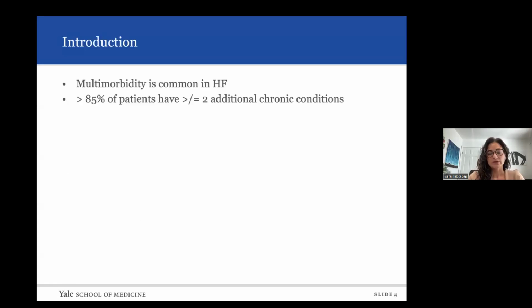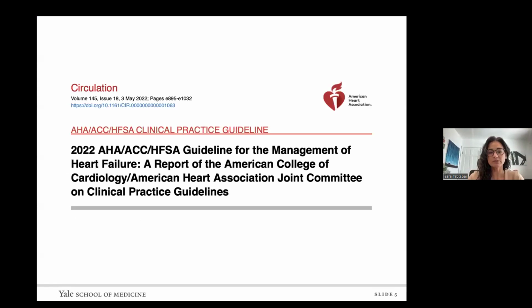So just to briefly introduce, as we know from taking care of these patients, multimorbidity is very common in heart failure. More than 85% of your patients with heart failure have greater than or equal to 2 additional chronic conditions that they're trying to manage at the same time. Most of what I'm going to talk about today is going to come from a couple of main documents. Especially when you're studying for the boards, going back to what the guidelines say is very helpful. So I try to bring a lot of this information from the guidelines. You'll see some of it's pretty sparse in many of these areas, but this is one of the main guideline documents that I'll take information from.